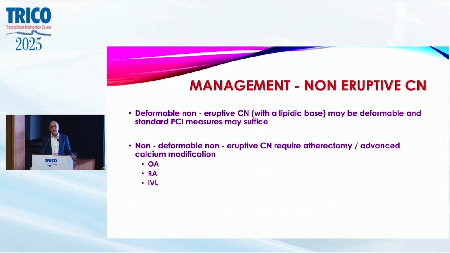Now, when it comes to non-eruptive nodules, again, we said it can be calcium on a pillow or a gel, or it can be completely hard. If you have a deformable non-eruptive nodule, again, you might be able to get away with standard techniques, whereas if it is a non-deformable nodule, you will require atherectomy techniques. And the typical ones which we use are orbital atherectomy, which you saw this morning, rotational atherectomy in certain cases, and you can also use intravascular lithotripsy. Now, I have not mentioned ECLA here, as there's not a lot of data on treating calcified nodules with that.